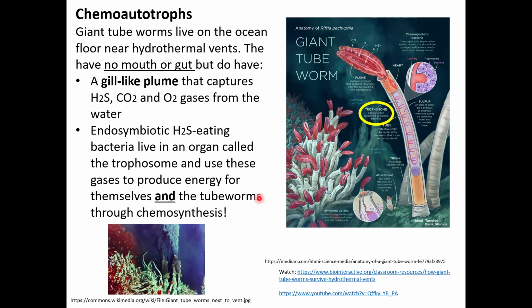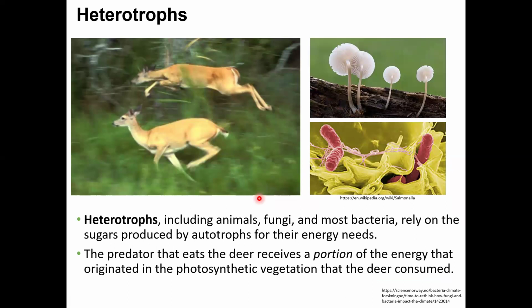Now, any animal or organism that relies on sugars made by the autotrophs for energy needs is referred to as a heterotroph. Basically, the predator eats the deer here, and receives the portion of energy that originated from the photosynthetic vegetation that these deer ended up consuming, or like these fungi that are taking up their energy needs.